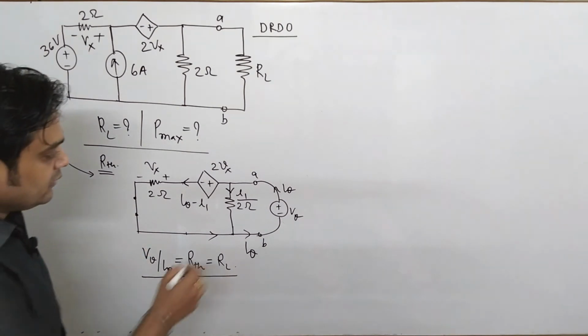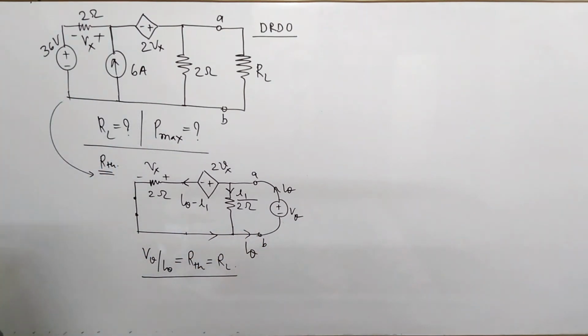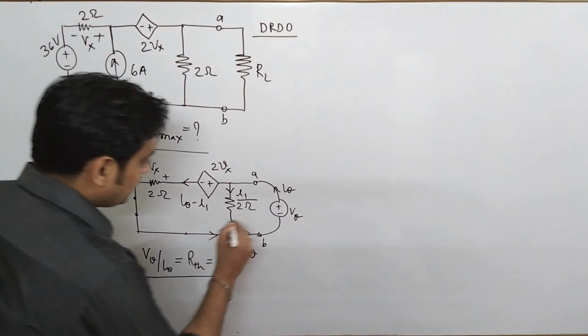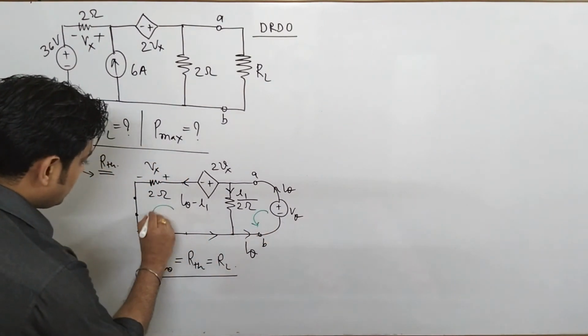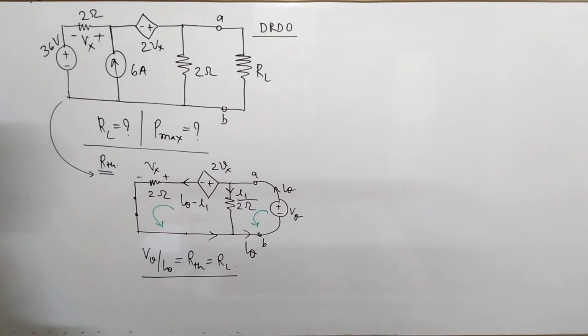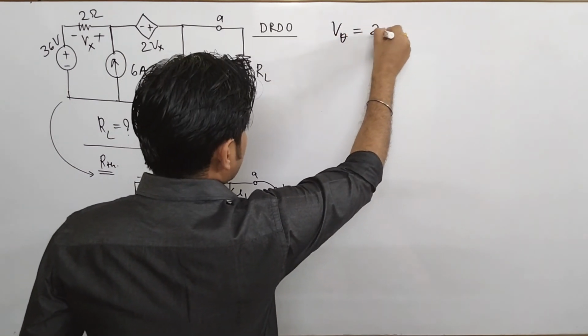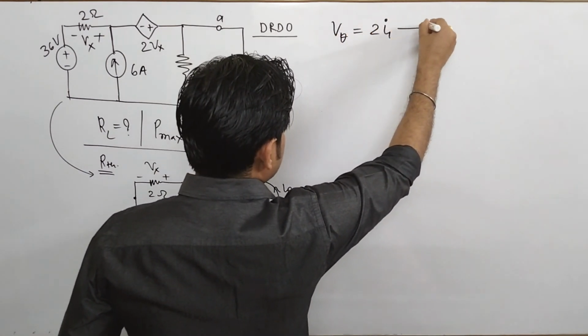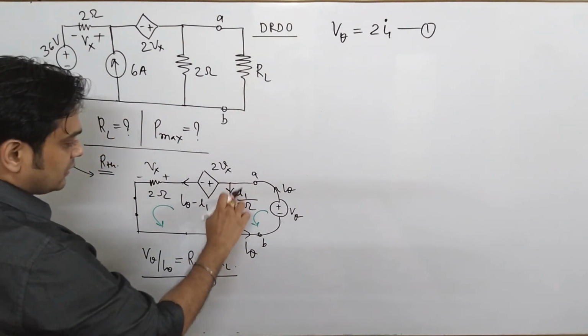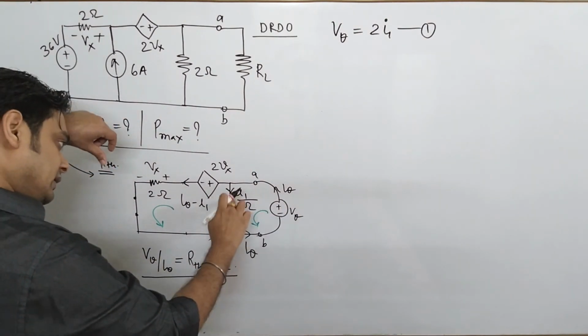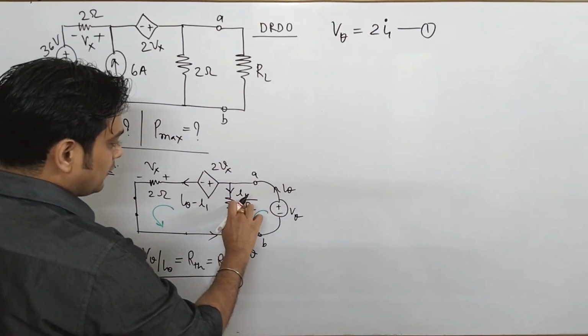So now what we will do? We will apply one KVL here, and one KVL here. Okay. And we will find the answer. So you can say V theta is equal to twice of I1. This is your equation first. Okay, the current I1. So you can say V theta is equal to 2 of I1.